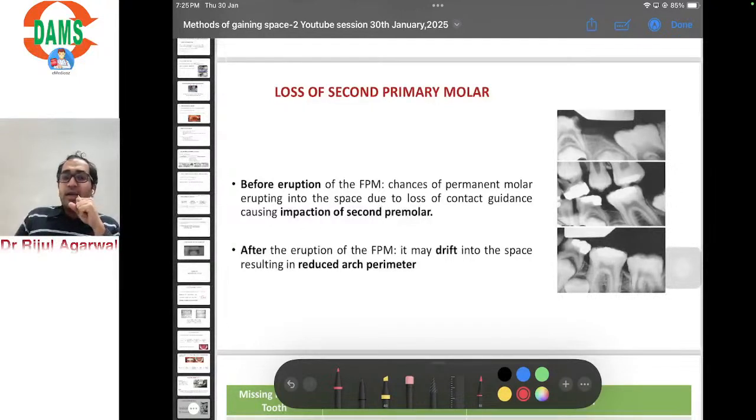Next, loss of second primary molars. Before eruption, the permanent molar may get mesialized, leading to impaction of the second premolar, and after eruption of the first permanent molar, it can drift, resulting in reduced arch perimeter. So before eruption, bodily movement can occur, and after eruption, mesial tipping of the 6 can occur. In both scenarios, it will lead to crowding in the anterior region and loss of space for the eruption of the second premolar.